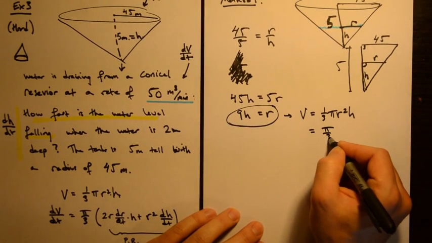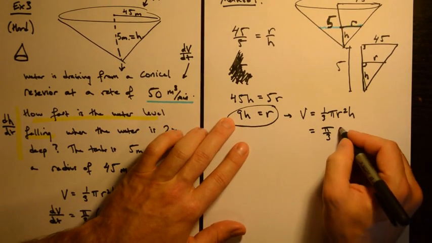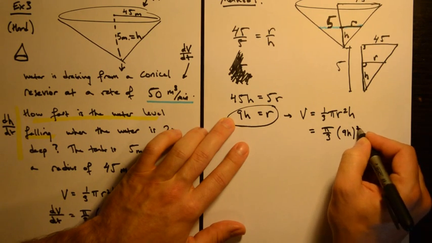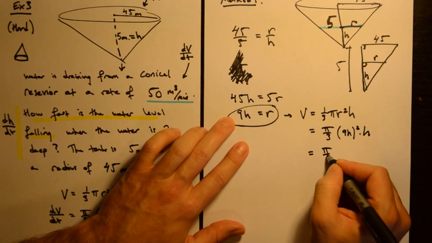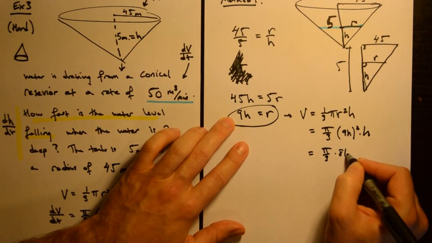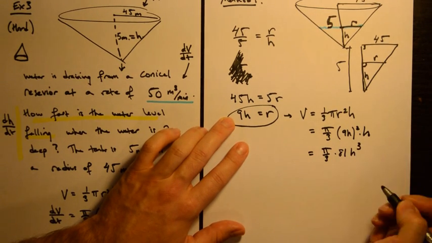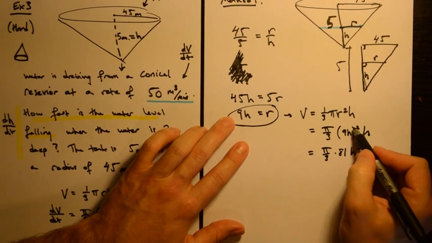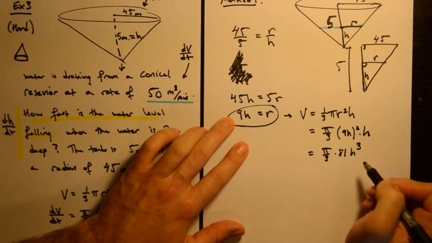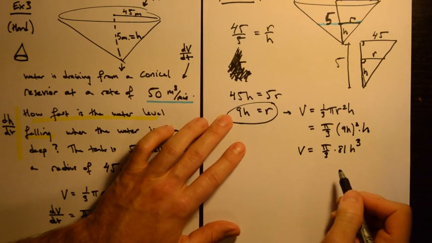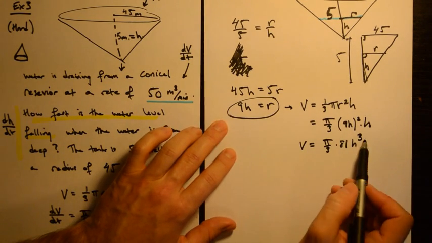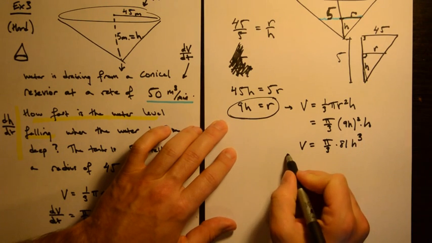Here we have pi over 3, and r is 9h, so 9h squared times h. This is now pi over 3 times 81h cubed. So what happened there? 9 squared h squared times h is 81h cubed, and that's equal to V. So now what we can do is take the derivative with respect to time.